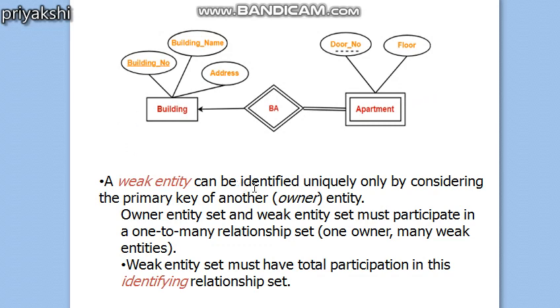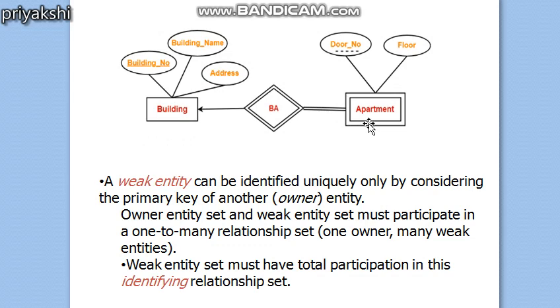So a weak entity can be identified uniquely by considering the primary key of another owner entity type. Whenever we have to uniquely identify this apartment, we have to take the help of this particular entity and this particular attribute. To identify a particular apartment, we will consider the building number and the door number. So we will have a composite key consisting of the building number and the door number. This is called the weak entity, and this is known as the owner entity, because with the help of the owner entity we can uniquely identify a weak entity.